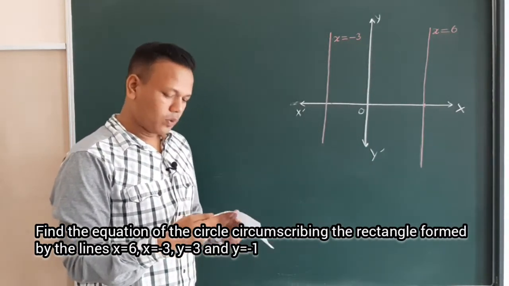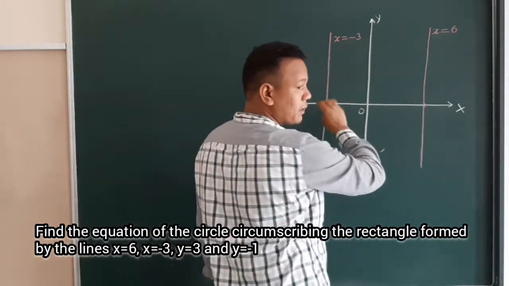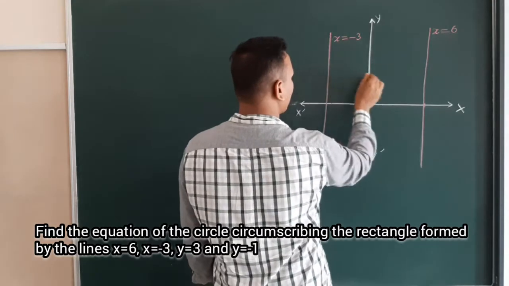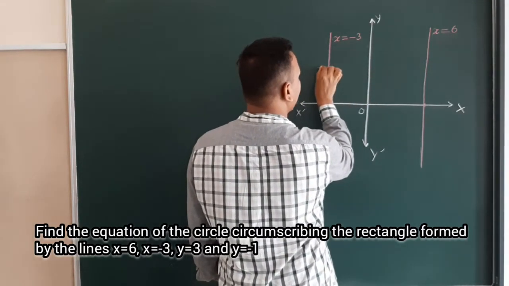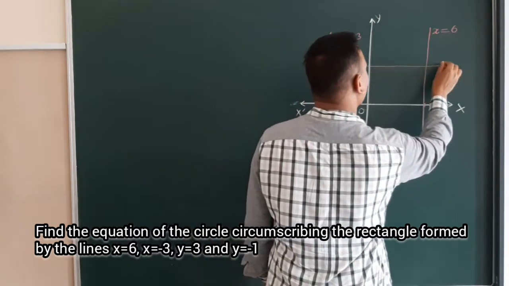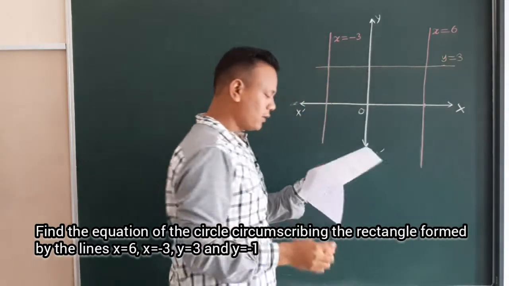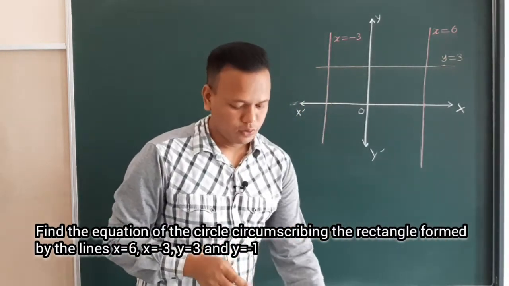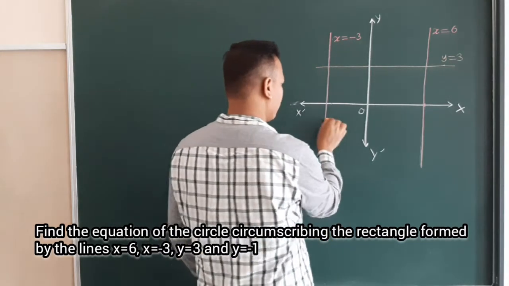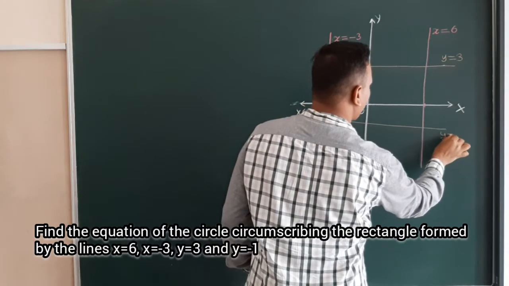Now another two lines are y equals 3. So y equals 3 will be out here, a line parallel to the x-axis. Okay, so y equals 3 will be somewhere out here. So that's why my line will be this one. So this is my y equals 3, remember. Okay, and another line given to us is y equals minus 1. So y equals minus 1 will be somewhere out here. Okay, so y equals minus 1.